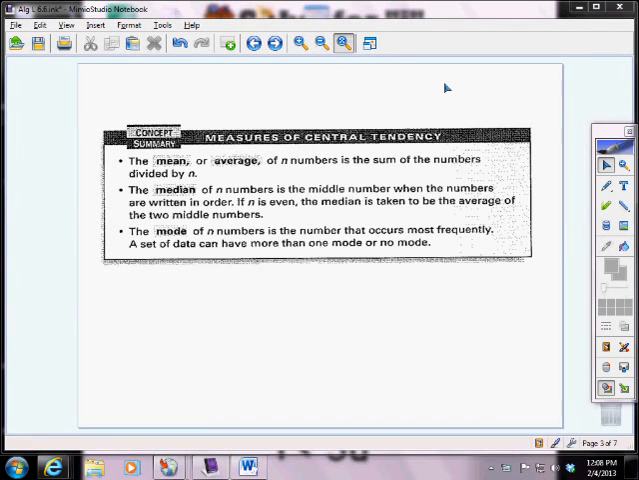Measures of central tendency refer to mean, median, and mode. And if you look here, the mean, sometimes we refer to it as the average, actually more often than not we refer to it as the average, is the sum of the numbers divided by how many numbers there are.